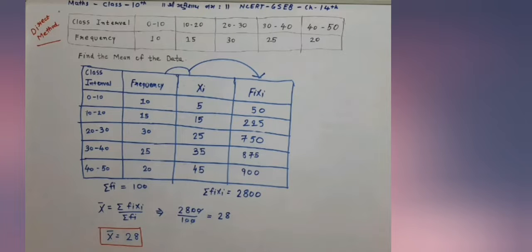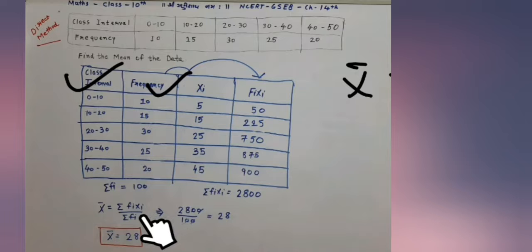In the direct method, you have these two data, class interval and frequency, given there. From these, we first need to understand what we should find. We know that x bar is equal to sigma fi xi upon sigma fi. So first we will find the xi.